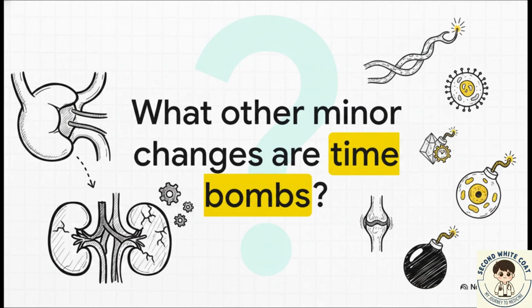If a slightly enlarged prostate, a really simple, incredibly common mechanical squeeze, can silently destroy the intricate machinery of the kidneys over years, what other seemingly minor structural changes in the body are actually ticking biological time bombs? Keep that systemic perspective in mind as you study.